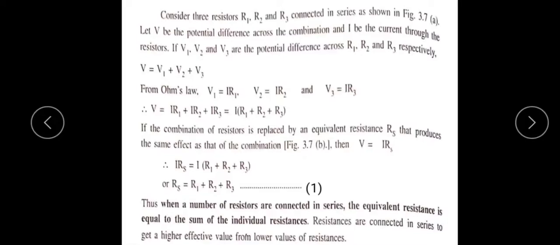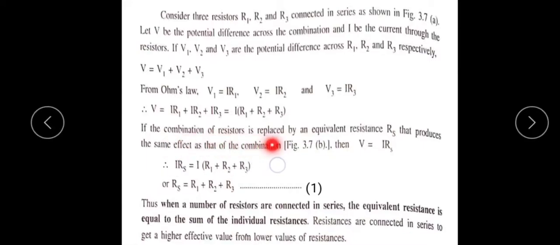Then the total V is equal to V1 plus V2 plus V3. Hence V is equal to IR1 plus IR2 plus IR3. Here I is a common term, so keeping it outside, the remaining terms are R1 plus R2 plus R3.